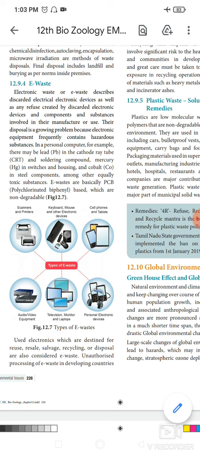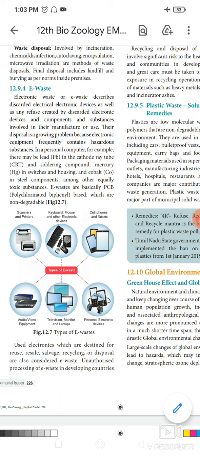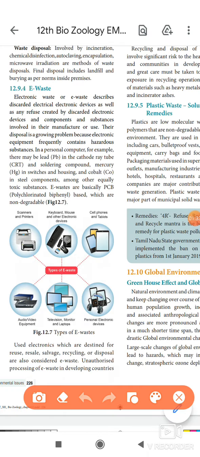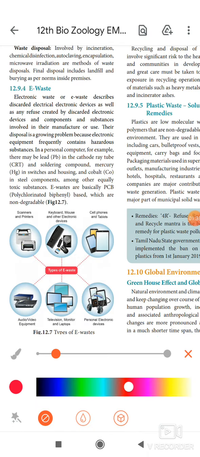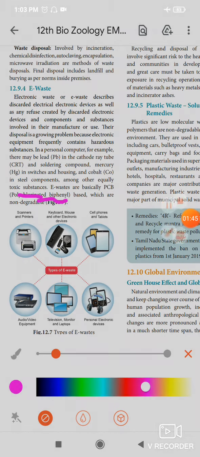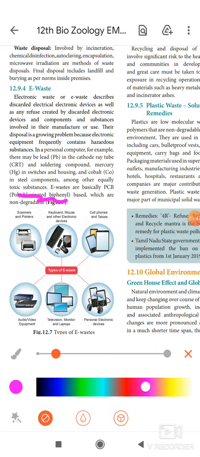For example, the personal computer contains lead and mercury in switches and housing, and cobalt in steel components, among other equally toxic substances. E-wastes are basically a PCP. Underline that, PCP. What is meant by PCP? PCP is a polychlorinated biphenyl. Okay, PCP is a polychlorinated biphenyl.